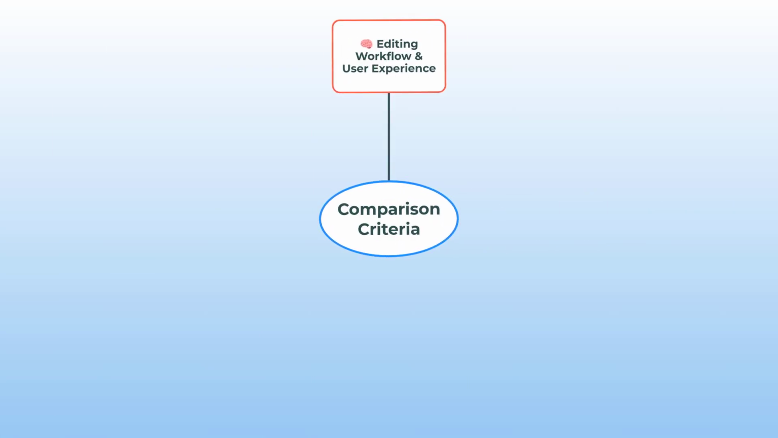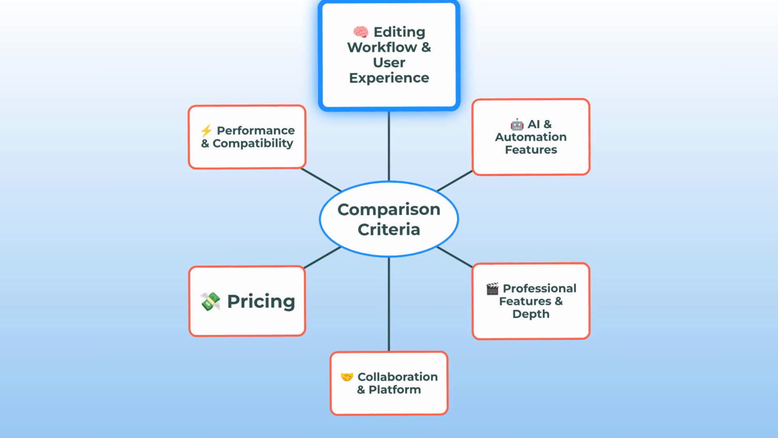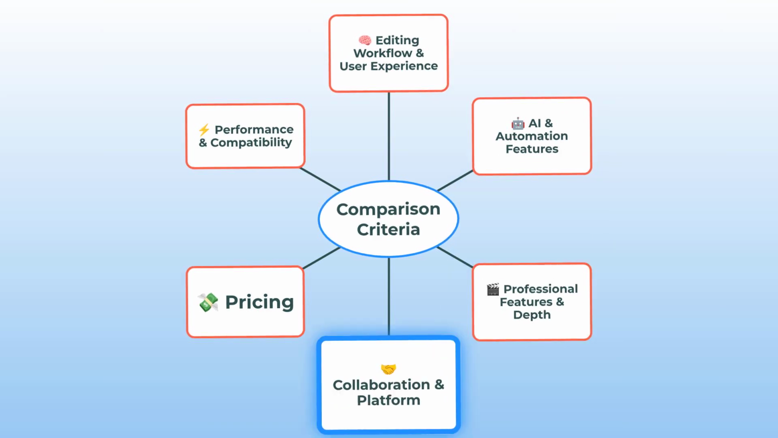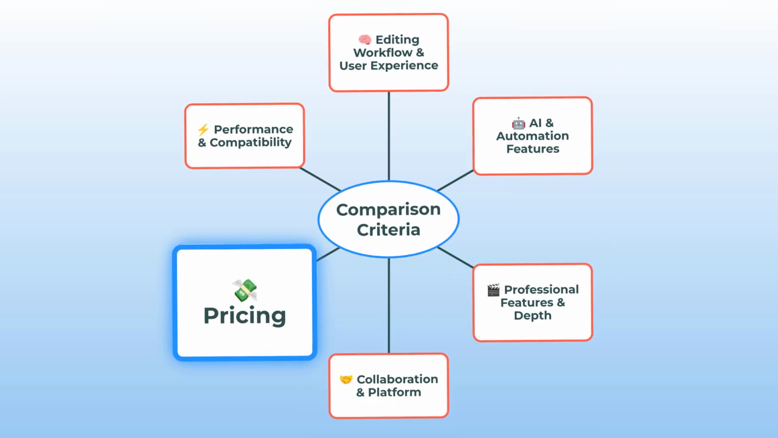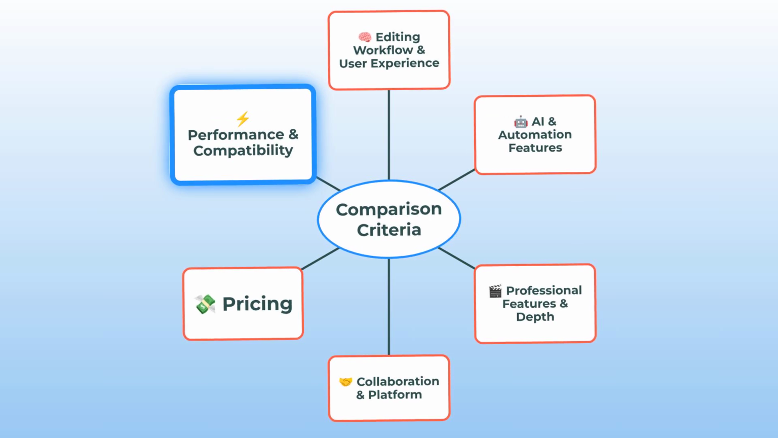So here's how we're going to roll through this comparison. First up is editing workflow and user experience. Then AI and automation features, professional features and depth, collaboration and platform, pricing, and finally, performance and compatibility. Yep, that's a lot, but stick around because each category is kind of crucial for different creators.